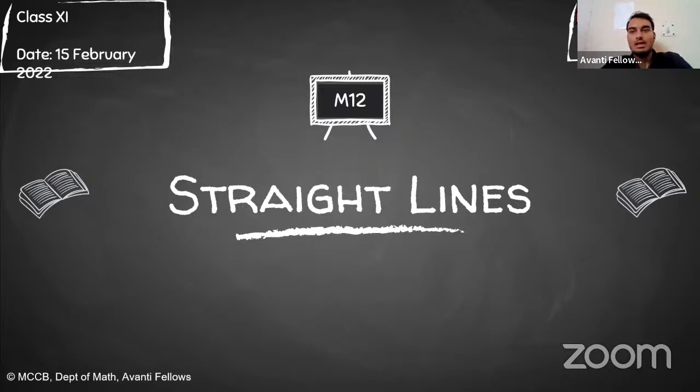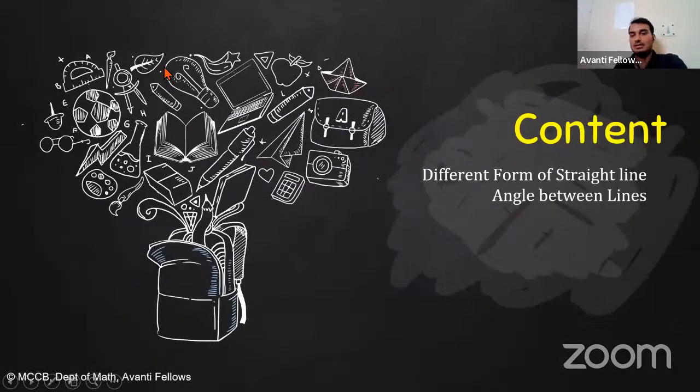Okay. So, students, in the last class we were discussing some important terms related to the triangle, and then we started our discussion on the locus. We solved some questions on the locus. Let's solve one more question on the locus. In today's class, after solving one more question on the locus, we will start our discussion on the different forms of a straight line, and then we will see the angle between two straight lines.